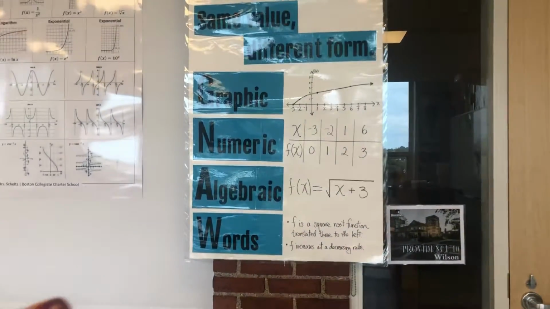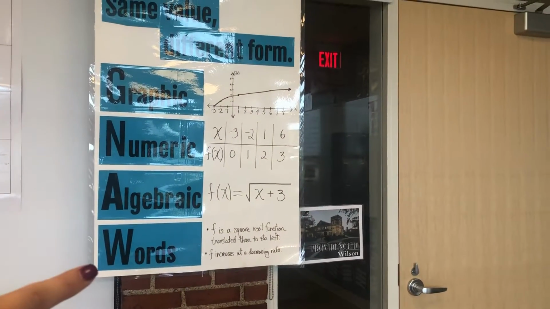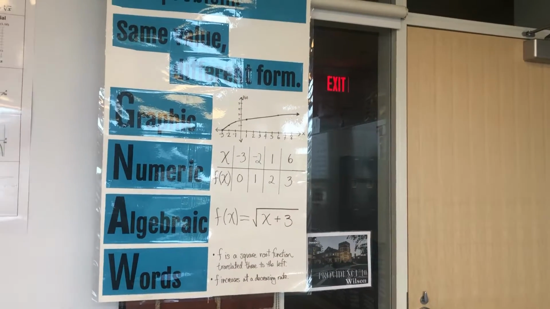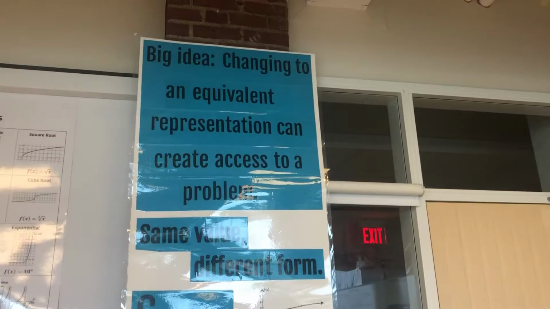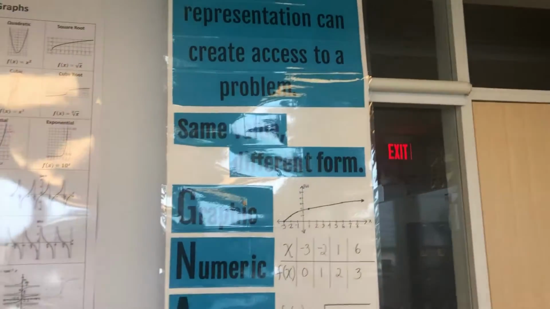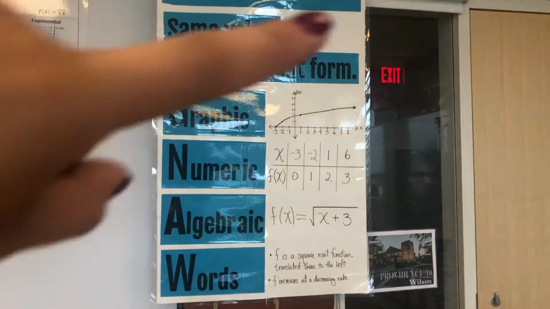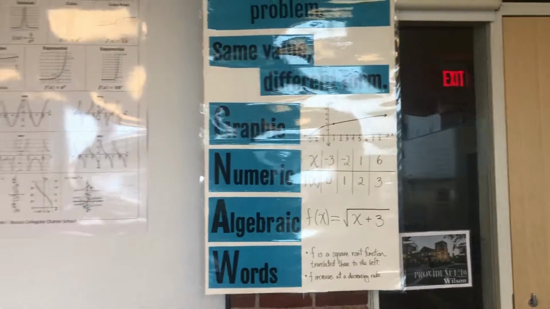GNAW stands for graphic, numeric, algebraic, and words. Okay, and so here's the big idea of our whole course, which you've already been introduced to. Changing to an equivalent representation can create access to a problem. Same value, different form. So you can see this example of a square root function represented graphically, numerically, algebraically, and with words.